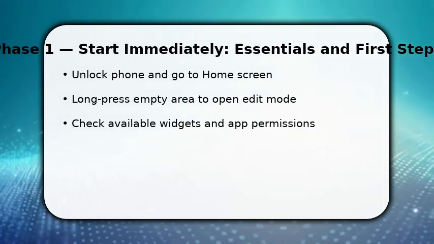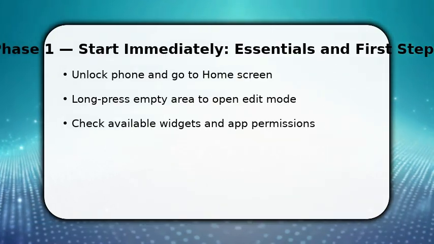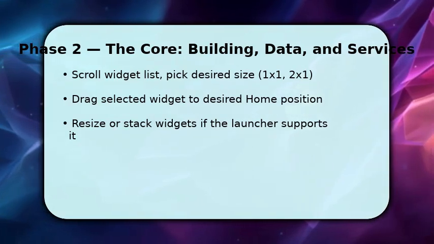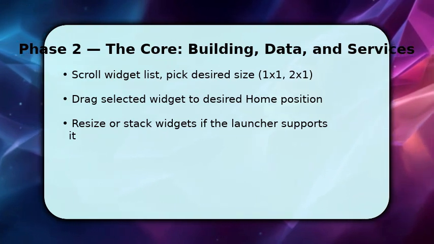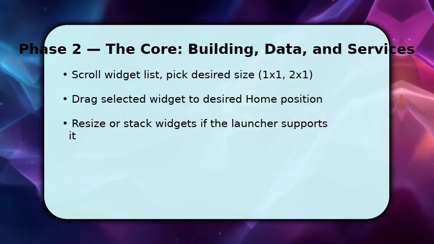Once done, tap Widgets to view choices. You'll see small previews so you can pick one that fits your layout and needs. Next, scroll through the widget list and look for the app you need. Sizes are labeled, so choose 1x1, 2x1, or larger depending on info density.